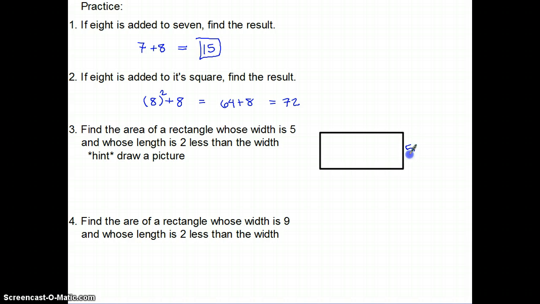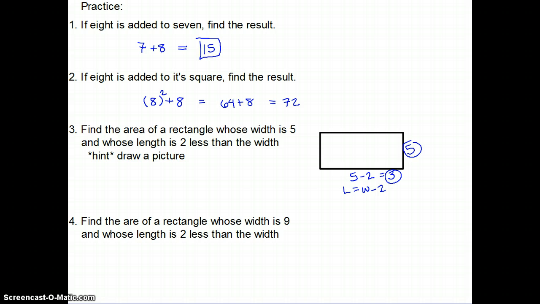My width is 5 and my length is 2 less than the width. So my length is going to be my width, which is 5, minus 2. So basically what we did is we said L equals W, your width, minus 2. 5 minus 2 is 3, so your length is 3.